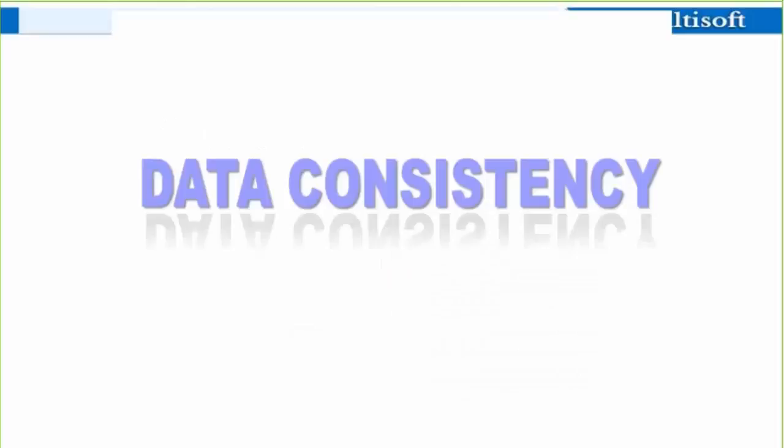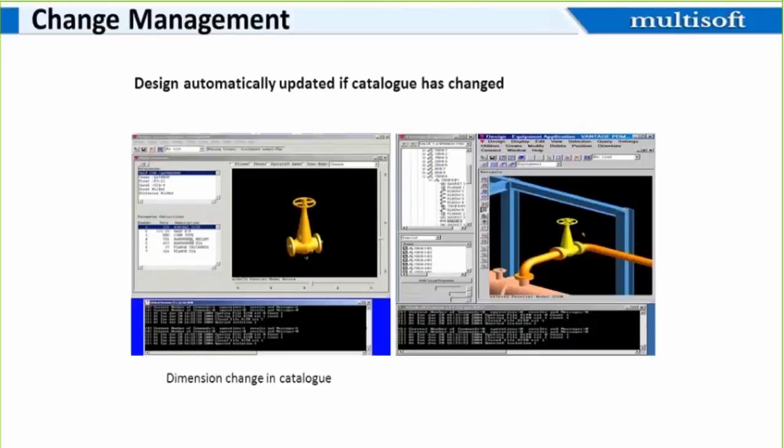Now, after the modeling, the most important thing is data consistency. How the data will be consistent in a model. Same as the link between the 2D drawing and the 3D model, there is again a link between the catalog and the 3D model. So any change one does in the catalogs will be automatically updated in the 3D model. You need not reselect or rebuild the item again. You do the changes in the catalog and that change will be automatically reflected in the 3D model.